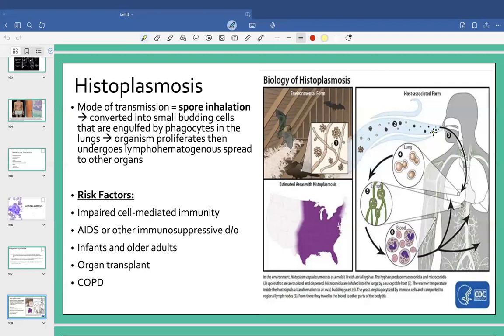Who is at risk? Patients with impaired cell-mediated immunity. So this is our immunocompromised group again. And like I said, just be familiar with who will be immunocompromised throughout the lecture, and you'll see it next week, or Thursday. Patients with AIDS, other immunosuppressive disorders.